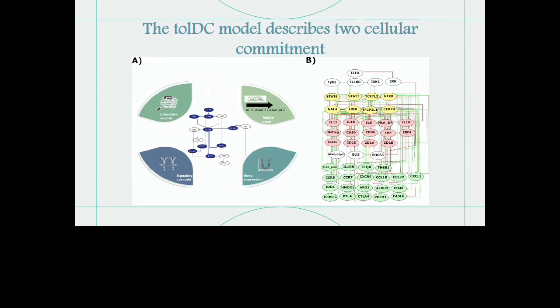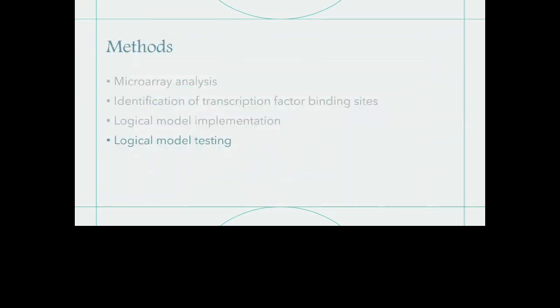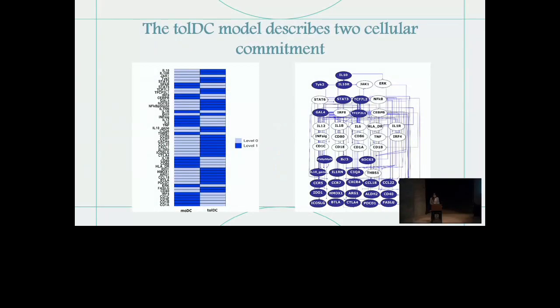The yellow nodes are the transcription factors, the red nodes are the genes related with the inflammatory response, then some others for the signaling cascade, and the nodes in green correspond to the tolerogenic behavior. Then we perform the logical model testing. So once we complete our model, we analyze it, because we wanted to know the final states that we can obtain with our model.